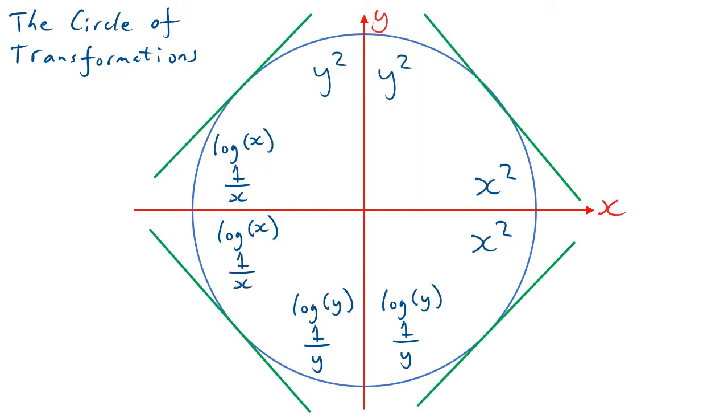So you should make sure you have a copy of the circle of transformations somewhere in your notes. It's too big for me to keep pulling up and trying to squish into the screen, but you should get one from your book or something. Stick that in your notes. Very, very useful.